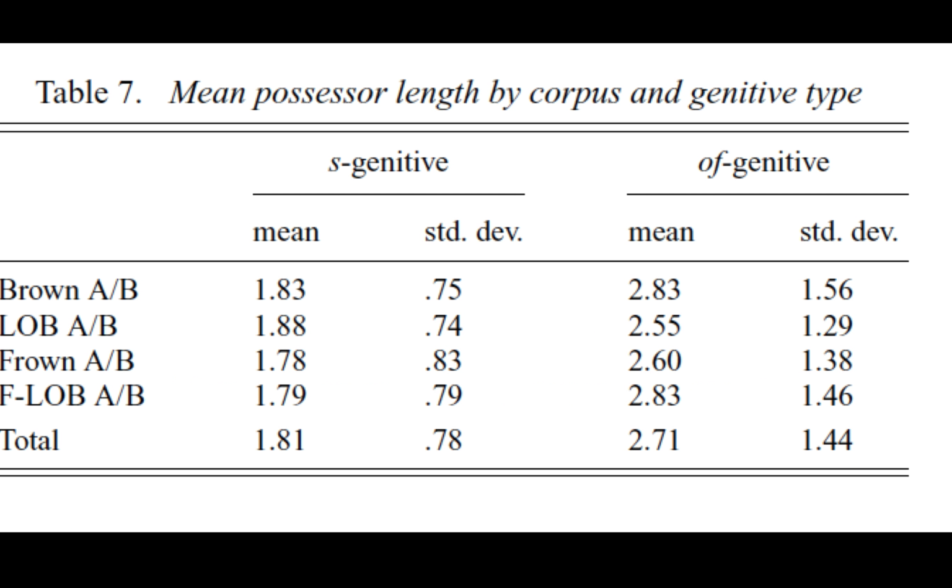So here is one of them in exploratory data analysis, the possessor length, and it works just like the animacy measure worked. What it shows us is, for example, the S genitives in the Brown corpus on average are 1.83 words long, but the of genitives are 2.83 words long. So if that isn't going to be a significant difference, what it shows is that the longer the possessors are, the more likely the choice of an of genitive becomes. And again, that tendency is consistent over all four corpora.